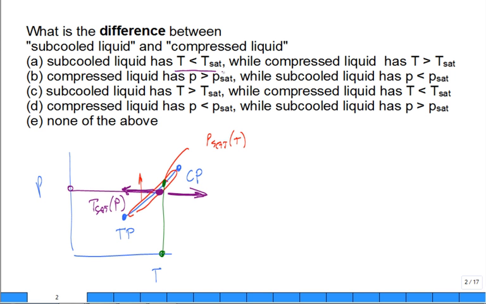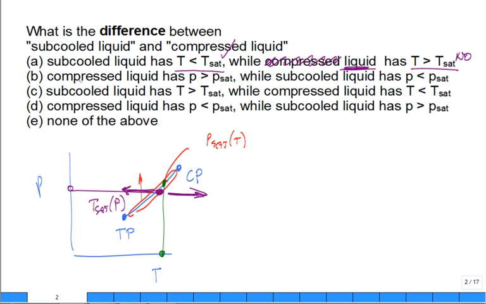Is this true? Yes, okay. While the compressed liquid has a temperature greater than the saturation temperature. Can a liquid have a temperature greater than the saturation temperature? Forget about the qualifier. Can a liquid have temperature greater than the saturation temperature? No, then it would be a vapor.